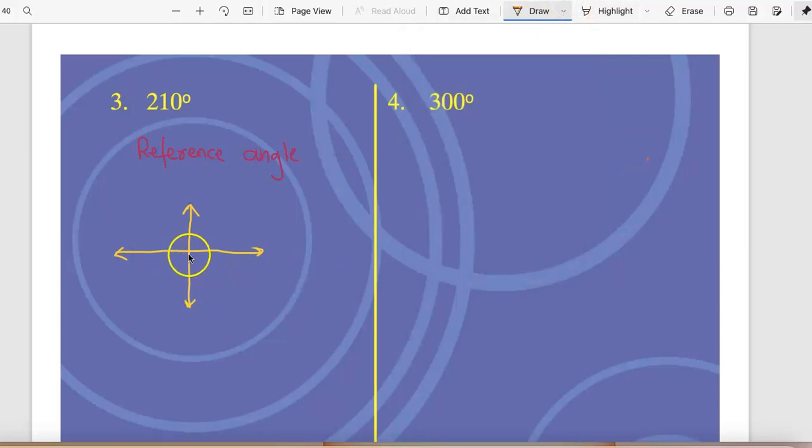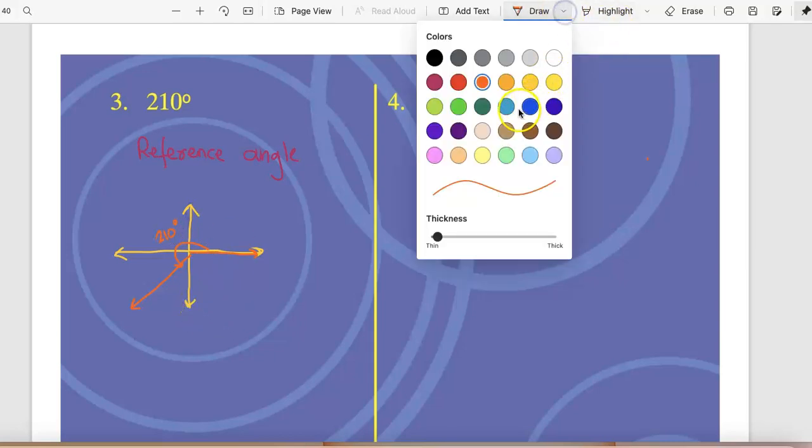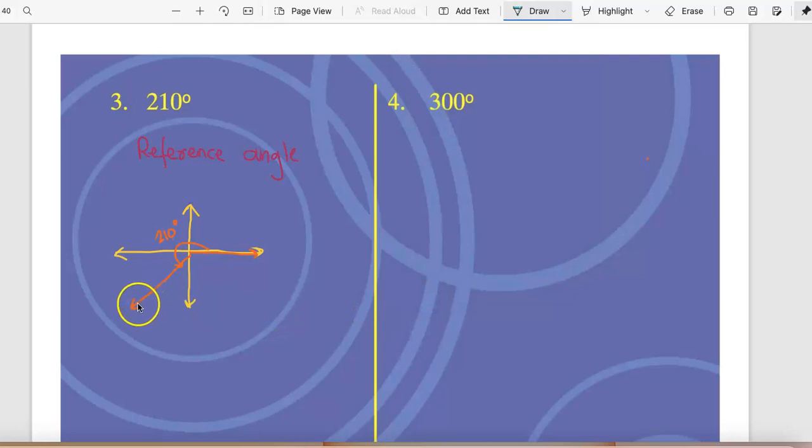Here you go. My angle is 210 degrees, it starts from here and goes to 180, and somewhere over here it will go to 210. So this is my 210 degrees. You have to find the reference angle. So I can find the reference angle between the terminal side and the x-axis. This will be my reference angle. So you can just subtract 180 degrees from this, and your answer is 30 degrees. That's my reference angle over here. Alright, let's find the reference angle for 300 degrees.